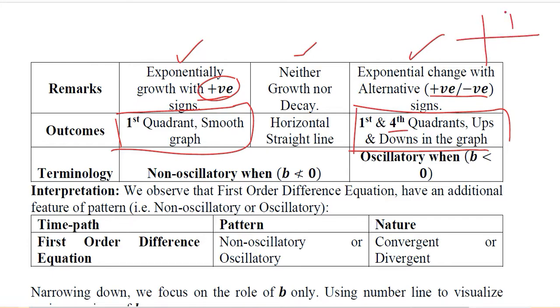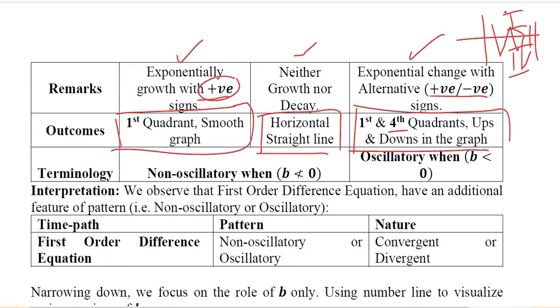This is the first quadrant, this is the fourth quadrant, so it will adopt positive and negative values above and below. And there will be ups and downs because we will be entering from one quadrant to the other quadrant. Whereas this middle possibility will be a horizontal straight line because the value will remain 0. So there are three kinds of situations.